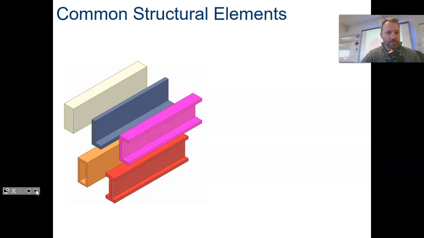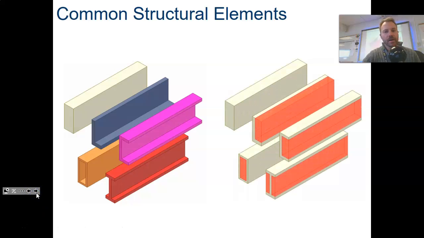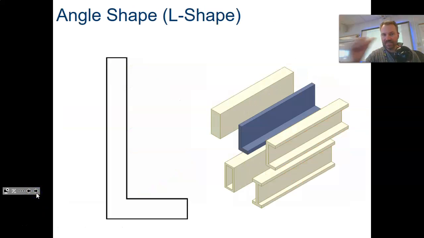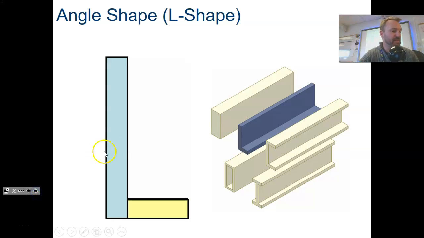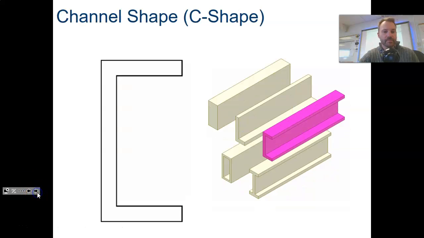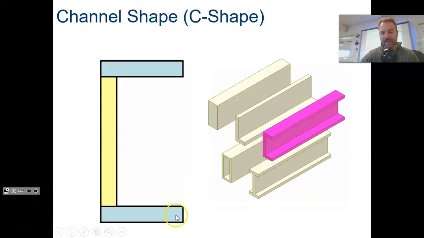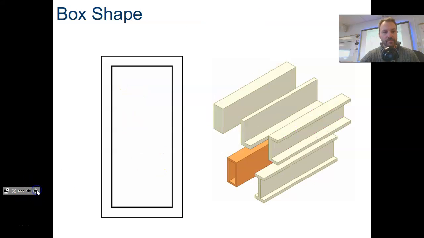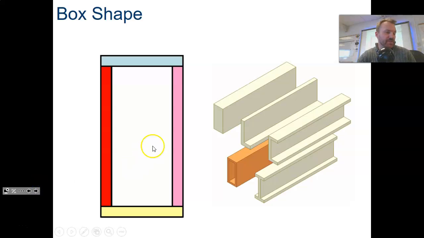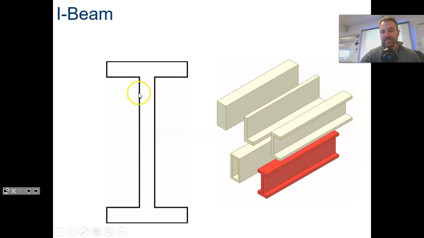Common structural elements. Beams are just assemblies of complex shapes. So if you want to find the centroid of this L beam, you break it into 2 rectangles. If you have a C, you could break that into 3 rectangles and find the centroid of that. If you have a box, that's kind of symmetric, so the centroid is going to be right in the center. An I-beam, again, that's symmetric, so my centroid is going to be right in the center.